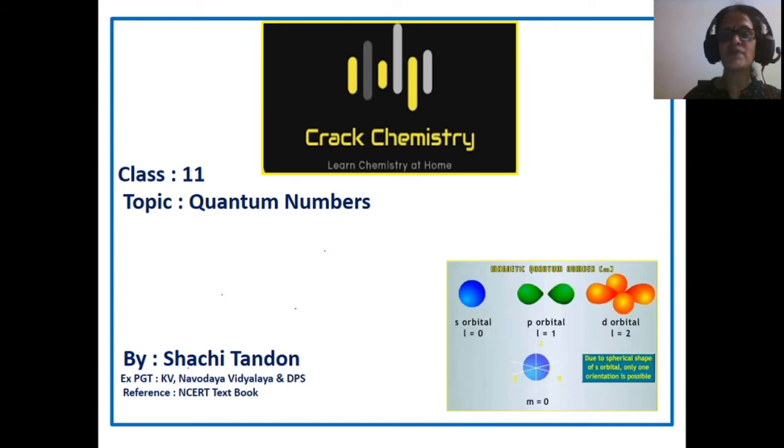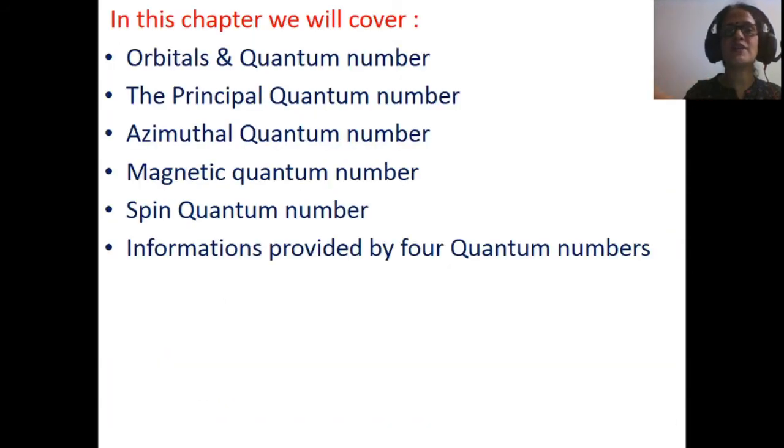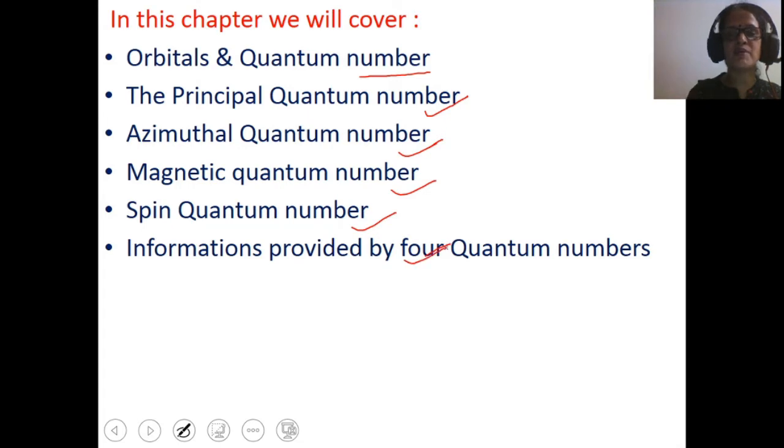So let's see what we are going to discuss today. Children, we will discuss orbitals and quantum numbers. Then we will see the four different types of quantum numbers, which are principal quantum number, azimuthal quantum number, magnetic quantum number, spin quantum number, and in the last we will see the information provided by the four quantum numbers, followed by questions based on the topic taught. So in the last we will solve some questions based on the topic.